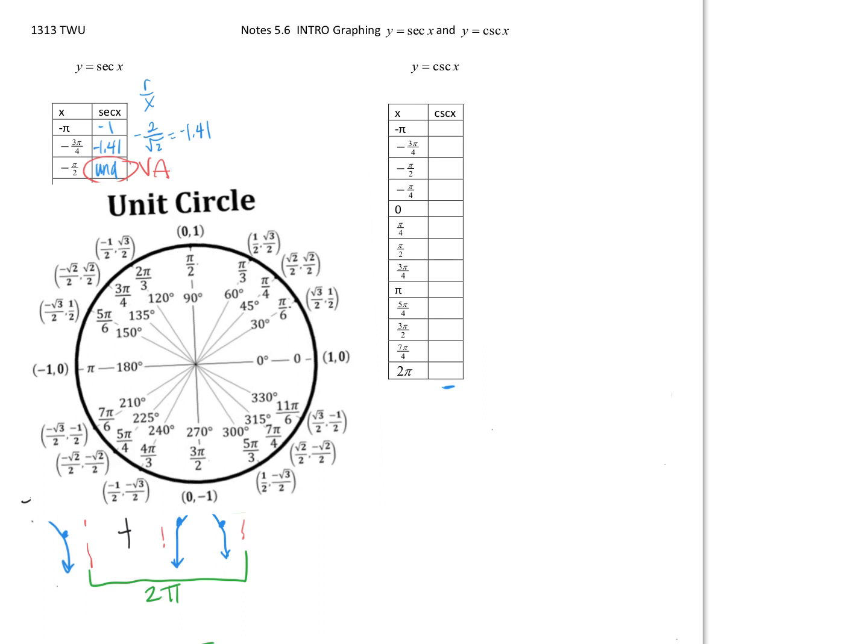Alrighty, let's look at this. So it's 1 over, remember it's 1 over y. So what are we going to get? At negative pi, 1 over y, 1 over 0 is undefined. Negative 3 pi over 4, that's going to be that negative 1.41. Negative pi over 2 is going to be 1 over negative 1, so it's negative 1. At negative pi over 4, we're going to be at negative 1.41. At 0, it's going to be undefined. Pi over 4, it's a positive 1.41.